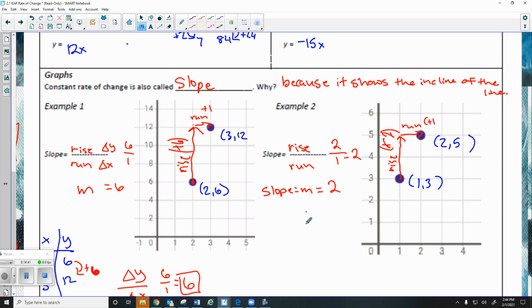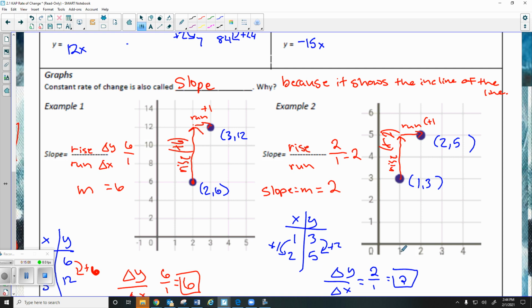Okay, if I put that in my x, y, it doesn't matter which one you put first. 1, 3, 2, 5. I'm increasing by 2, increasing by 1. If I put the change in y over the change in x, again, this is all the same thing, it's just giving it different names. 2 over 1, which is equal to 2.